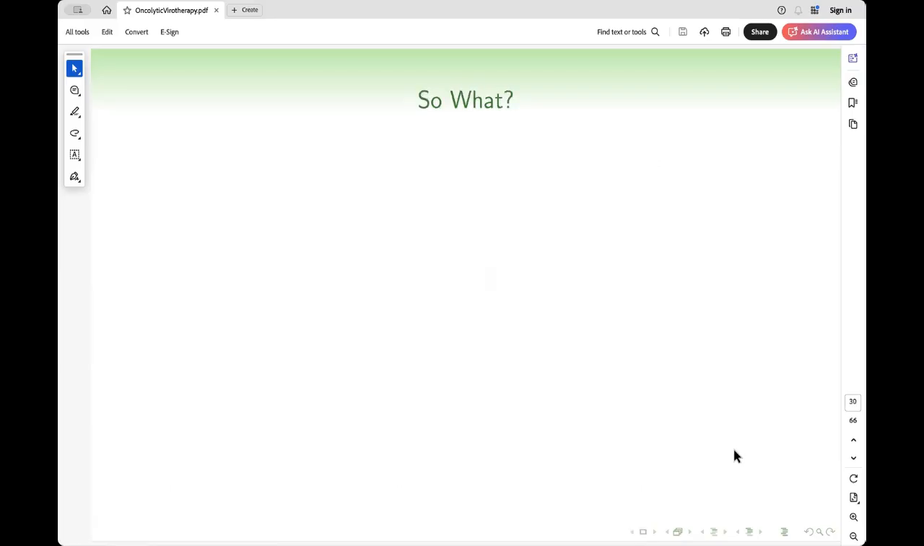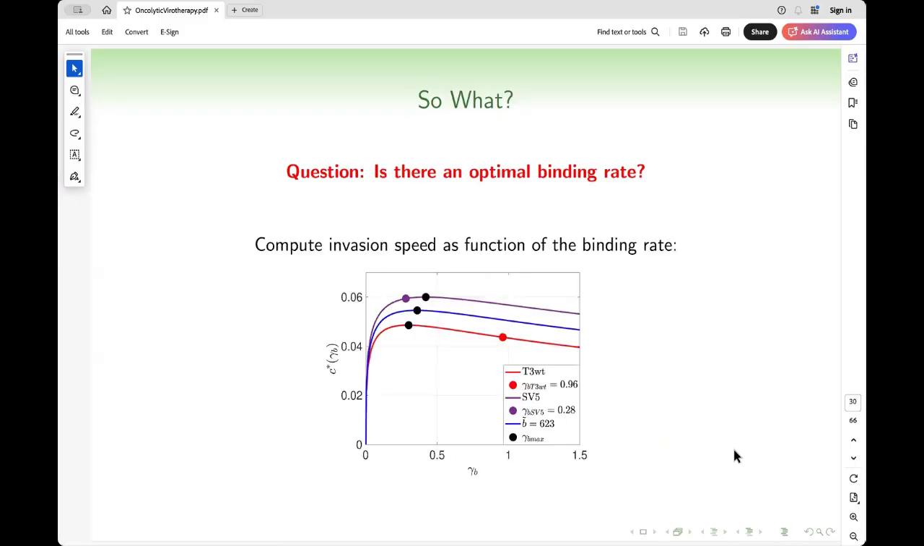Okay, all right. So I showed you a lot of experiments, but we forgot what is actually the question. The question was, is there an optimal binding rate? So can we even do better than the supervirus? And for this, we plot again the invasion speeds. Here are three curves. Let's look at the red curve first. The red curve is the wild type. The binding rate gamma B is here, and the speed, depending on the binding rate, is the red curve. And the wild type sits here at the red dot, the current binding rate of the wild type.